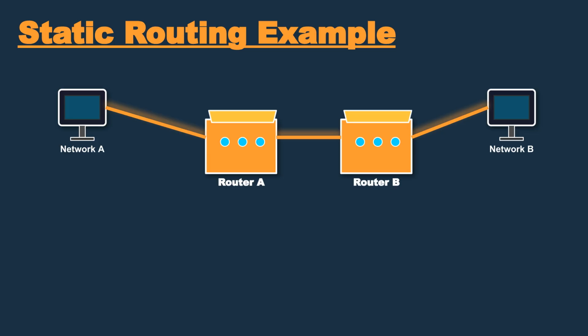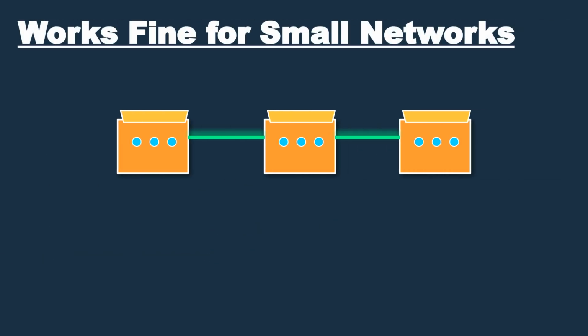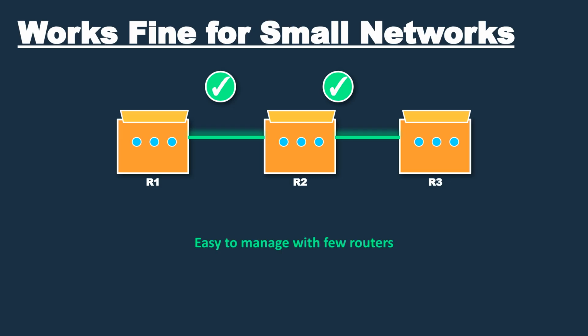For example, to enable communication between network A and network B, router A is explicitly told to use router B to reach network B, and vice versa. Static routing works well for small networks with only a few routers. It's easy to manage when there are limited devices and connections.